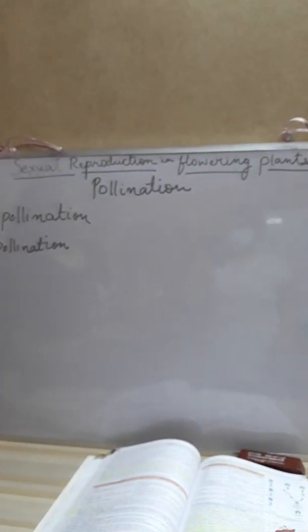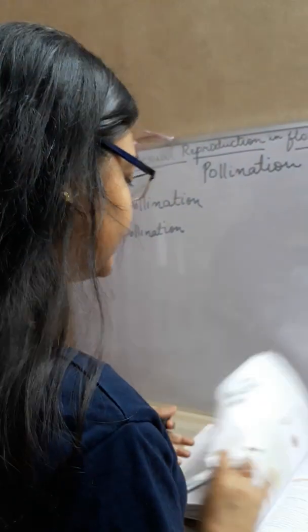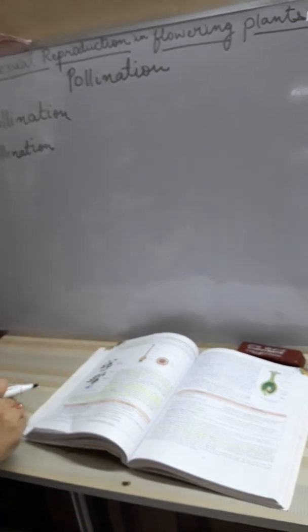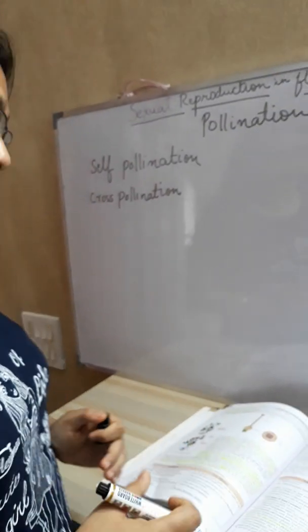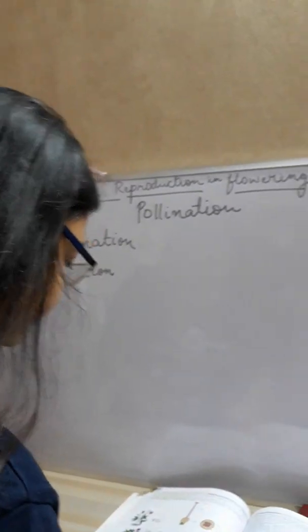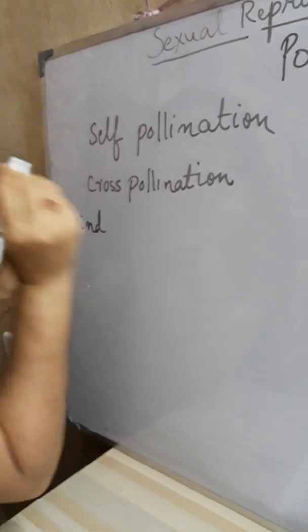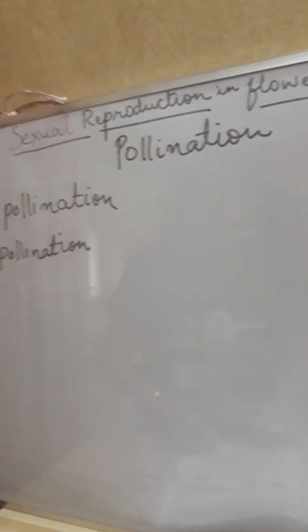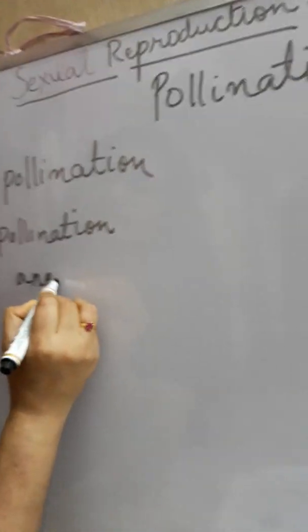Now, pollination cannot occur naturally. For pollination, we need certain agents. So pollination occurs with the help of different agencies. If pollination occurs with the help of wind, then it is known as anemophily.